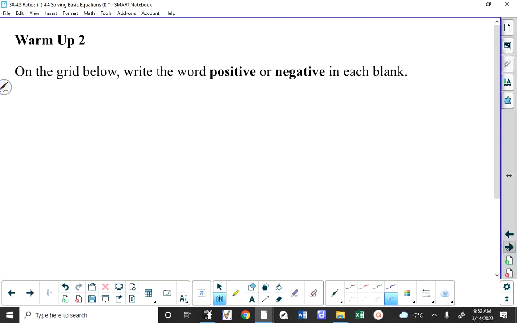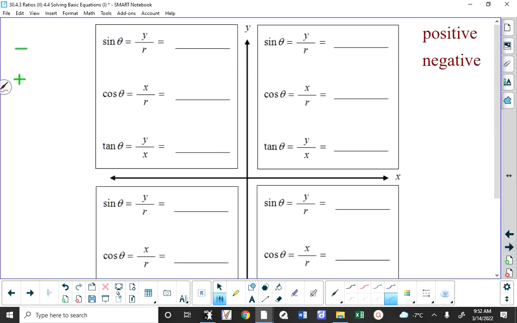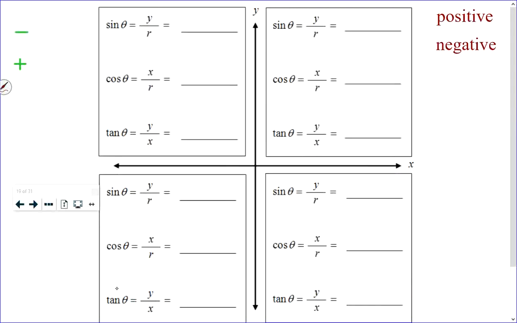All right, so let's get to the examples. Oh, one more thing in the warm-up. On this grid, we're going to write positive or negative in each blank. This is something that you did in Math 20. In quadrant 1, with the x and y axes running down the center, sine of theta, cos of theta, and tan of theta are all positive, for the simple reason that in quadrant 1, x and y are both positive.